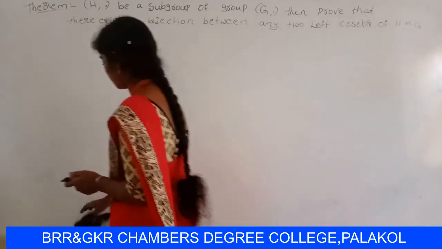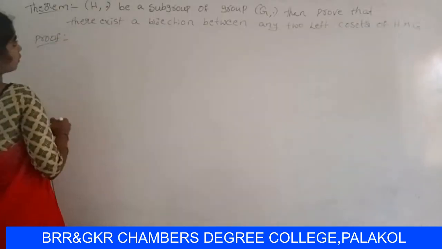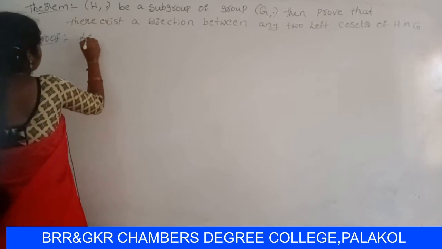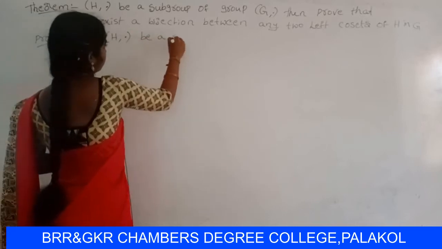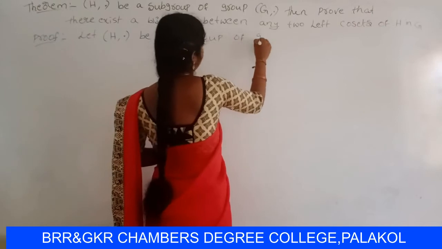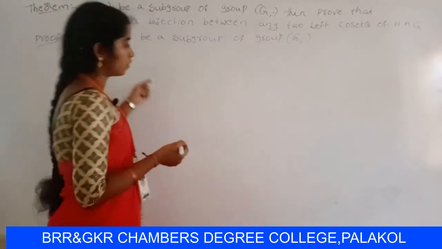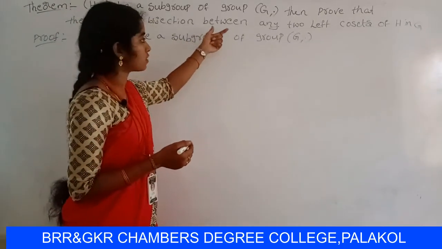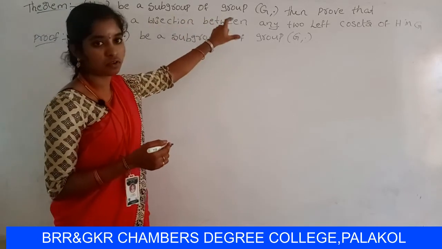So, proof. Let (H, ·) be a subgroup of a group (G, ·). So consider two cosets. We have to prove there is a bijection between two left cosets.